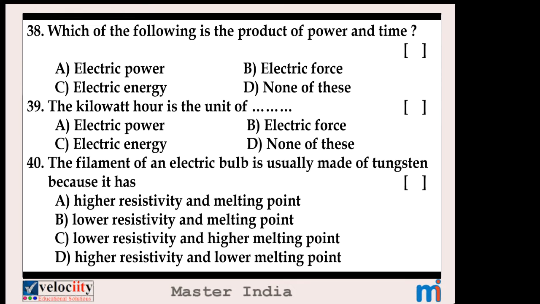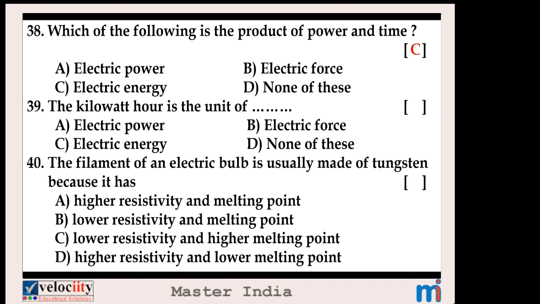38. Which of the following is the product of power and time? A. Electric power, B. Electric force, C. Electric energy, D. None of these. Option C is correct, electric energy. So the product of power and time is electric energy.